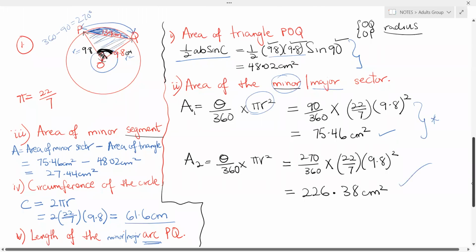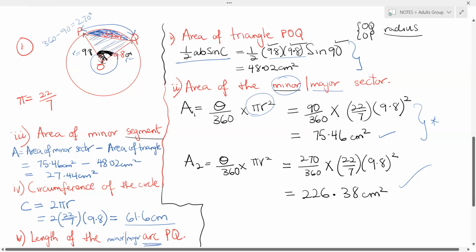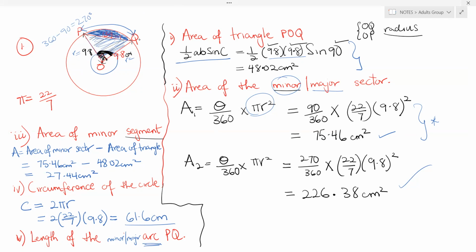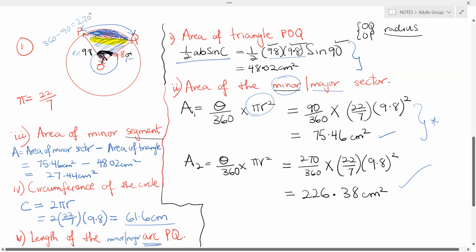Then we move on to the area of the minor segment. So the segment is the blue shaded part, the area between the chord and the arc. So we worked out the area of the entire sector and we subtracted the area of the triangle to get that missing part there. So we subtract this from the sector to get our segment, and we already have that by the area of the sector minus the area of the triangle. That's what we did to get this.